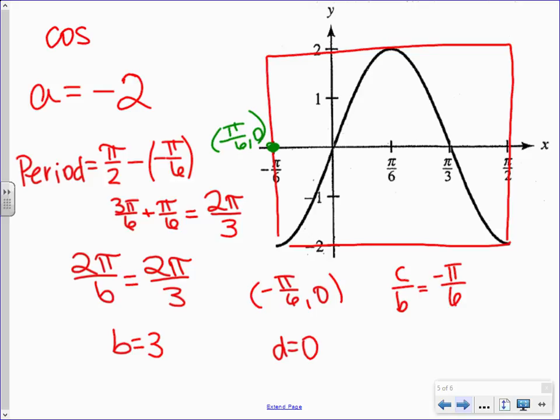Do we know what b is? Okay? You have to find a and b before you can find c. You might as well go in alphabetical order. So we know that b is 3. So now to solve for c, we can multiply this 3 over. So c is negative 3 pi over 6, which is the same thing as negative pi over 2.